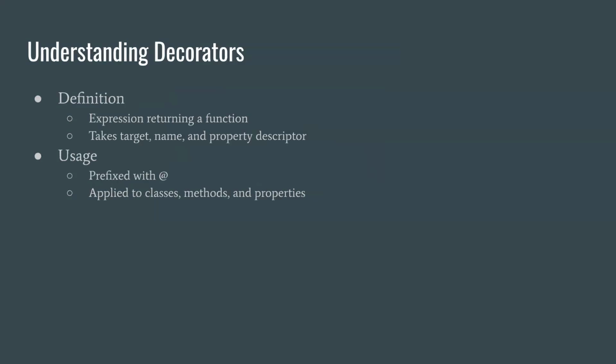Understanding decorators. So let's get a brief overview of what decorators are. A decorator is an expression that returns a function and can take a target, name, and property descriptor as arguments. They are prefixed with an @ character and are placed at the top of what they are intended to decorate, and decorators can be applied to classes, methods, and properties to modify their behavior and add metadata.